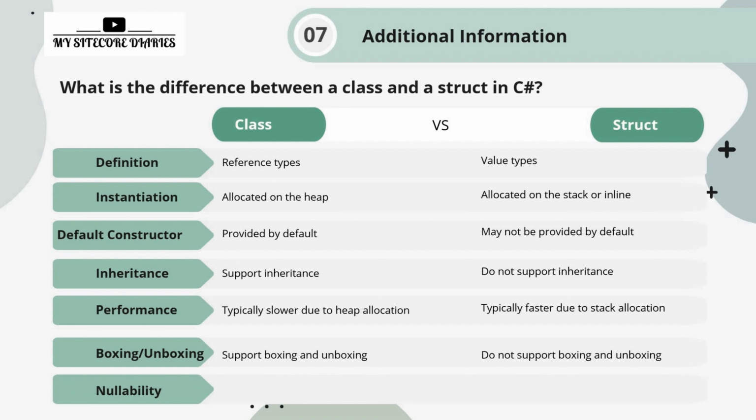Now what is boxing and unboxing? Again, we have already done a video on that. You can have a look at that. I will give the link on the I button. Nullability: a class can be null. You can assign a null value to a class. A struct cannot be assigned a null value.